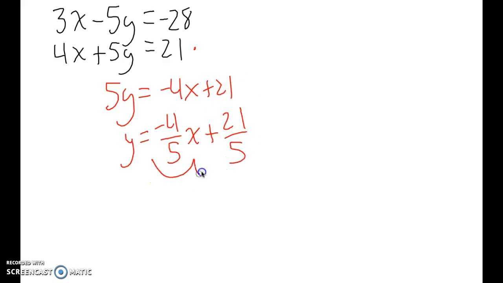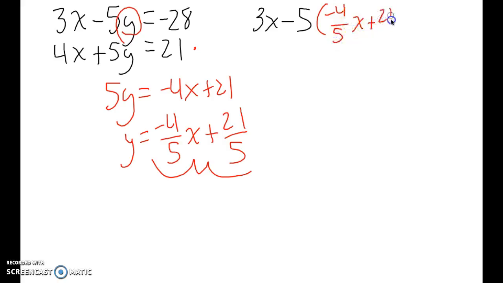But now that I know what y is, I can substitute that in for y in my original equation. So my original equation becomes 3x minus 5 times, and you're going to see this is quite cumbersome, which is why I would actually not use this method, but just to see how it works. There might be a scenario where you'd want to do that.